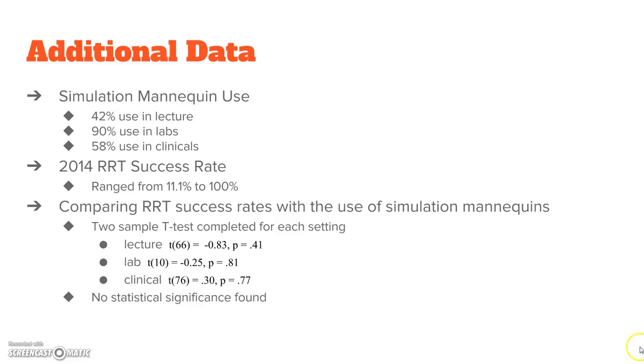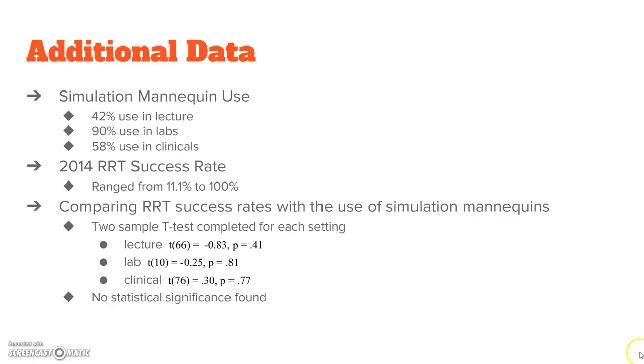Additional data that was obtained, we have simulation mannequin use, 42% lecture, 90% lab, and 58% in clinicals. Kind of surprised to see that there are some programs out there that are not using simulation mannequins, so that was surprising. When reporting the 2014 RRT success rate for their programs, that ranged from 11.1% to 100%. And the success rate looks at how many of their graduates from 2014 actually achieve the RRT credential, which is what we want all of our students to get when they graduate. So only 11.1% for the 2014 grads seems really low. Of course, 100% is what we want to have.